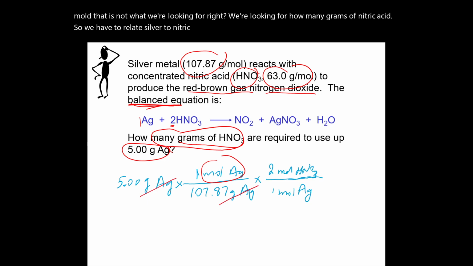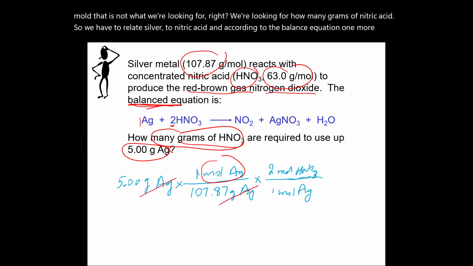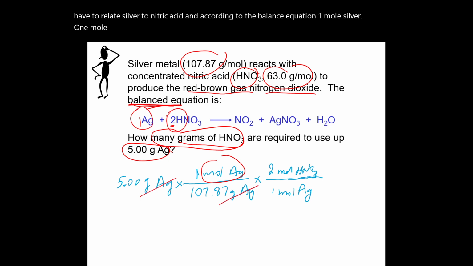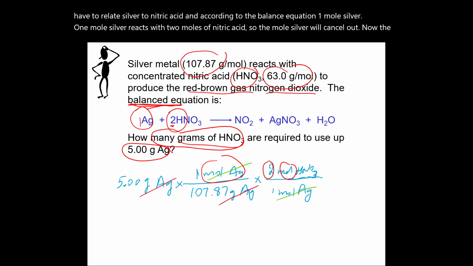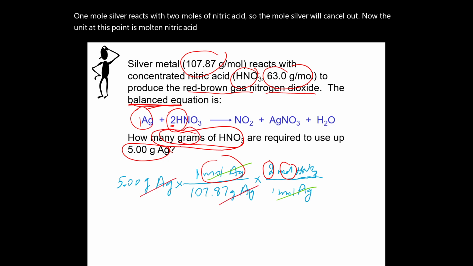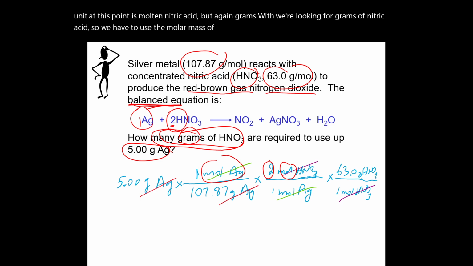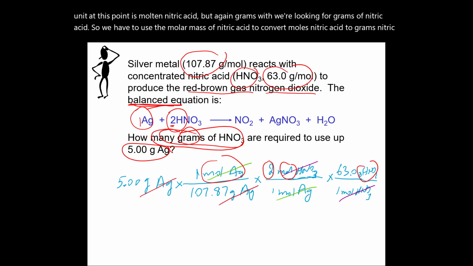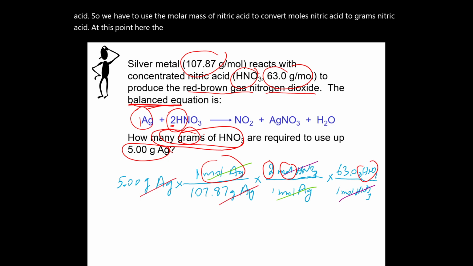And according to the balanced equation, 1 mole silver reacts with 2 moles of nitric acid. So the mole silver will cancel out. Now, the unit at this point is moles nitric acid, but again, we're looking for grams of nitric acid. So we have to use the molar mass of nitric acid to convert moles nitric acid to grams nitric acid. So at this point here, we have grams nitric acid, and that is what we're looking for, right? So we stop there.